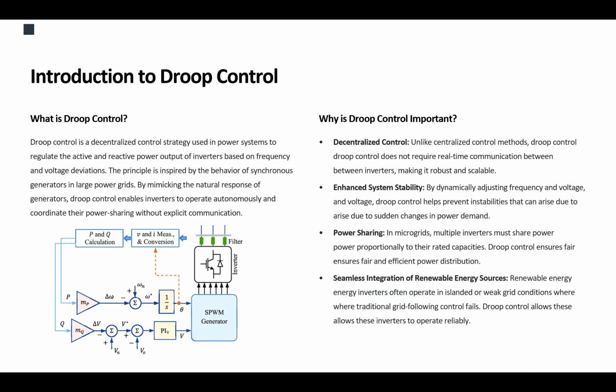Two things. The ratios and the frequency are not defined by the system. That's why it's decentralized. The main parameters are defined by each inverter's control system independently.